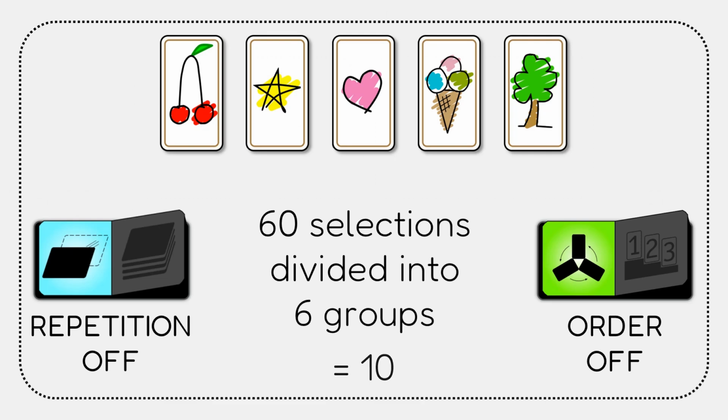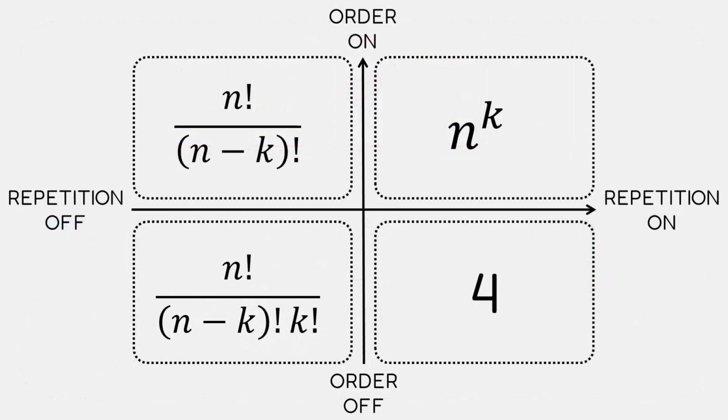In general, since the number of ordered selections is n factorial divided by n minus k factorial, then the unordered ones are found by dividing that by k factorial. And here is the formula for the third quadrant.